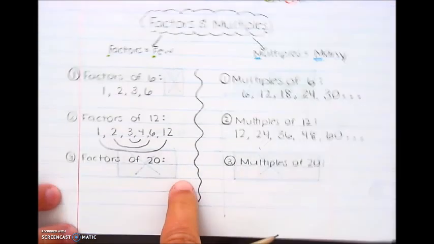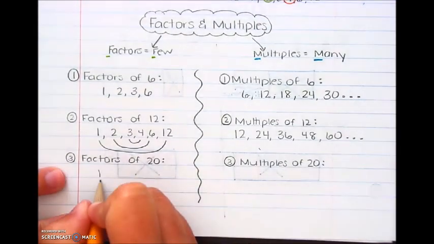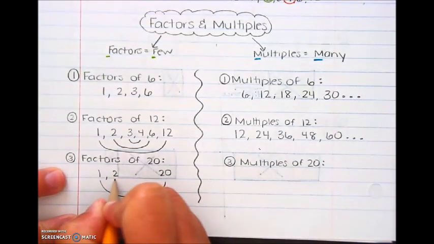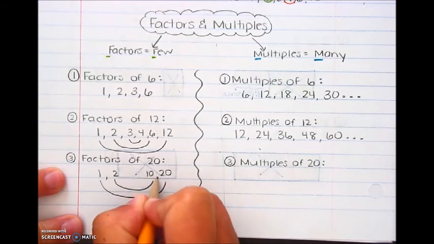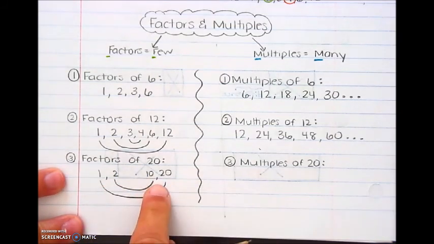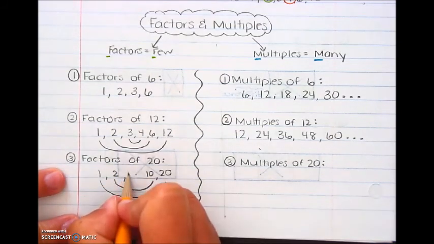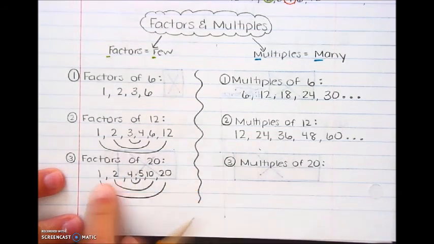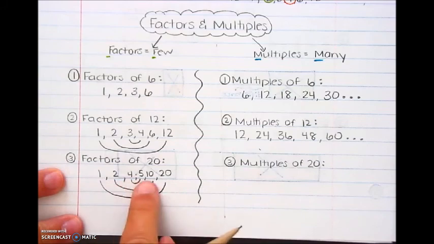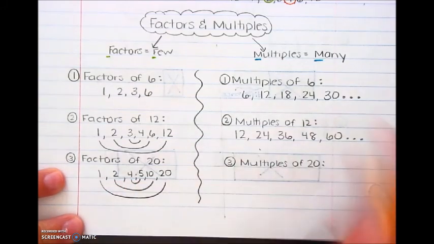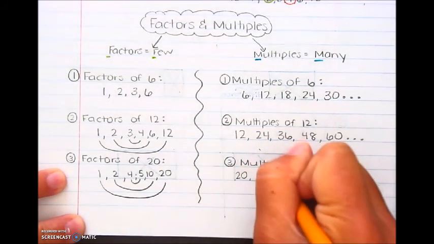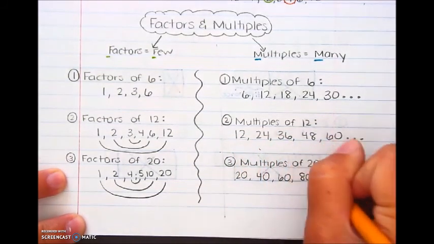And finally, one more example, the factors of 20 would be 1 times 20, 2 times 10. I can't multiply 3 by anything to get 20, so then I'll move up to 4, which is 4 times 5. So a set number of factors here, 1, 2, 4, 5, 10, and 20. And the first 5 multiples of 20 are 20, 40, 60, 80, and 100.